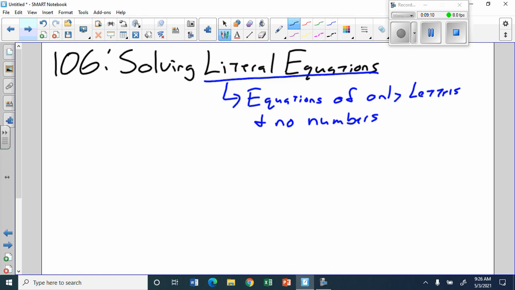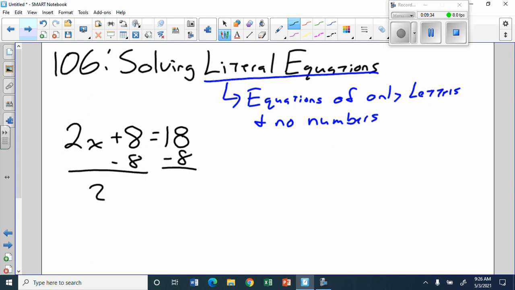Okay? So as we look at solving literal equations, let's go with two different possibilities. I'm going to use blue. I'm going to use black. Let's say I have 2x plus 8 equals 18. How would you go about solving this problem? Sure. We're going to minus 8 from both sides. So we get 2x equals 10. And then divide by 2 on both sides. X equals 5.